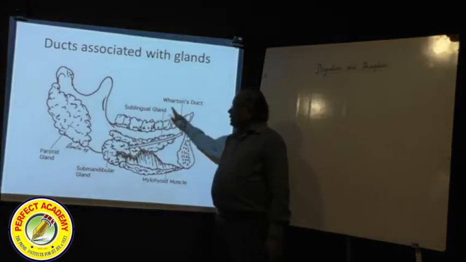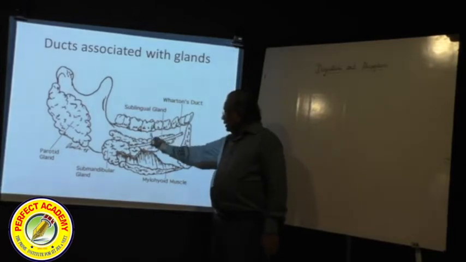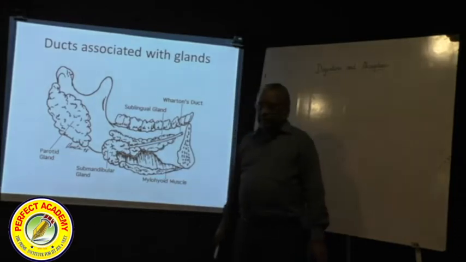Okay, this is a very good skeletal picture about the parotid gland, sublingual gland, and submandibular gland. All these three work together to release the saliva. Next.